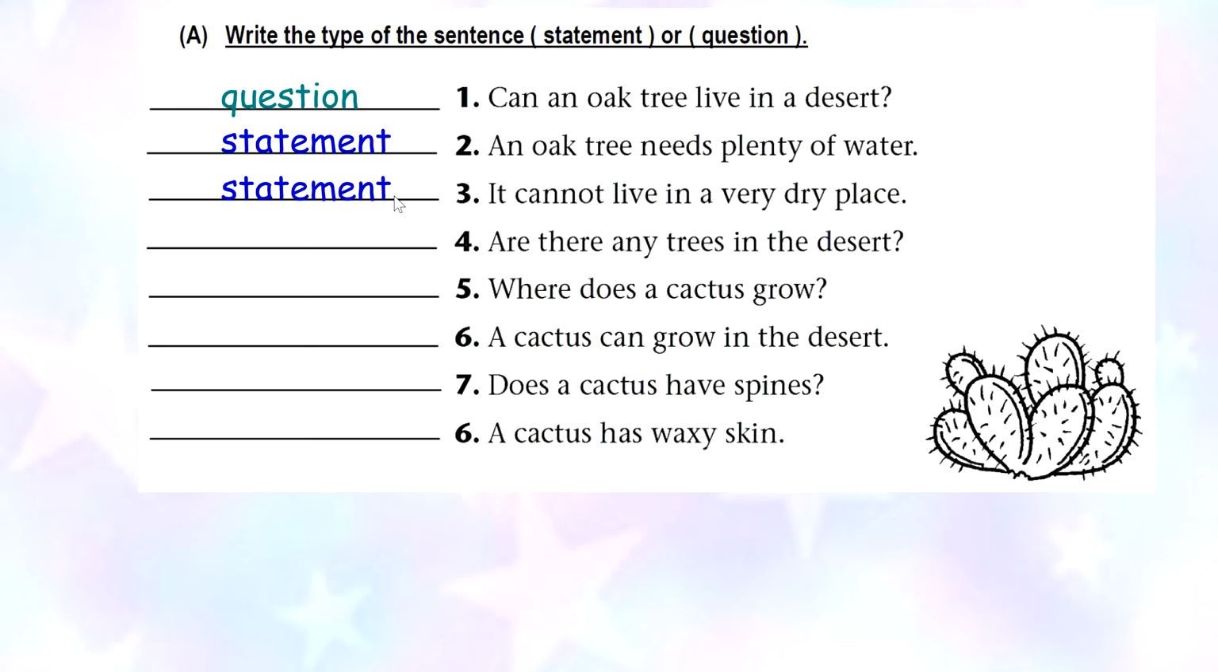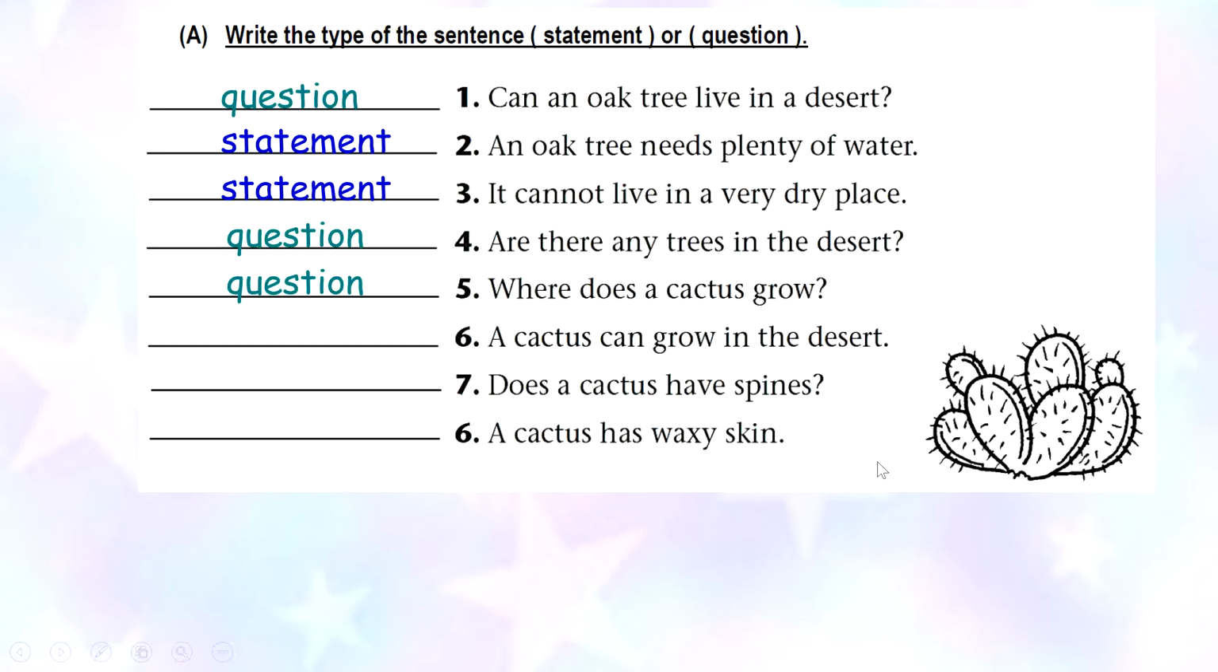4. Are there any trees in the desert? We have a verb to be at the beginning with a question mark. And we need an answer. 5. Where does a cactus grow? Of course, we need an answer, so it's a question. It begins with WH word, where, and ends with a question mark.